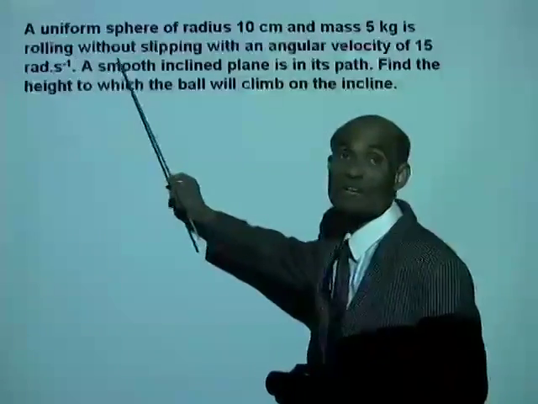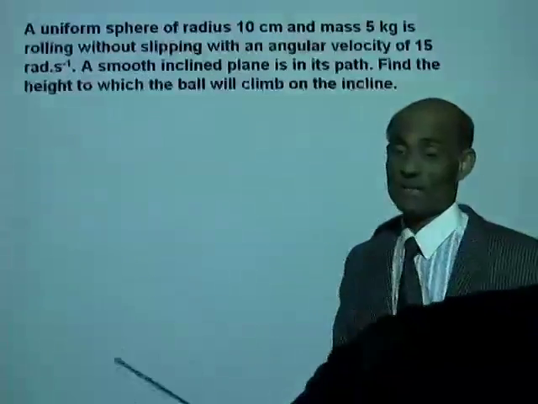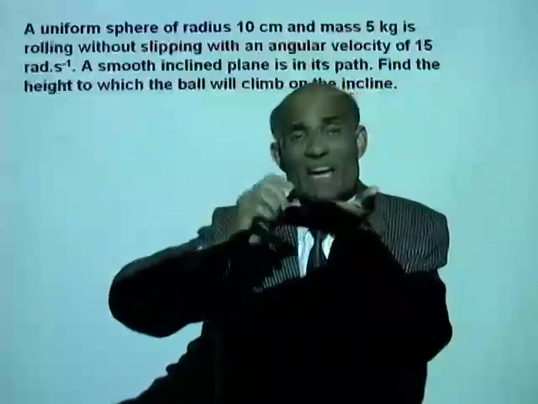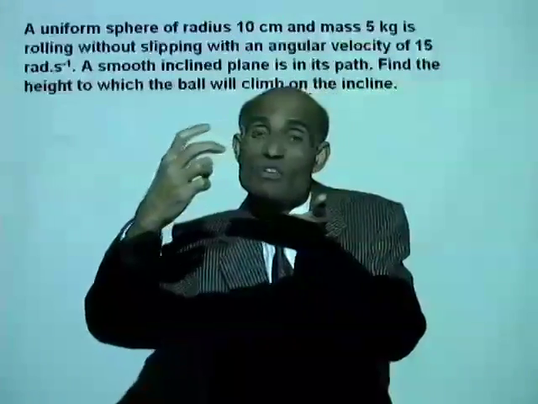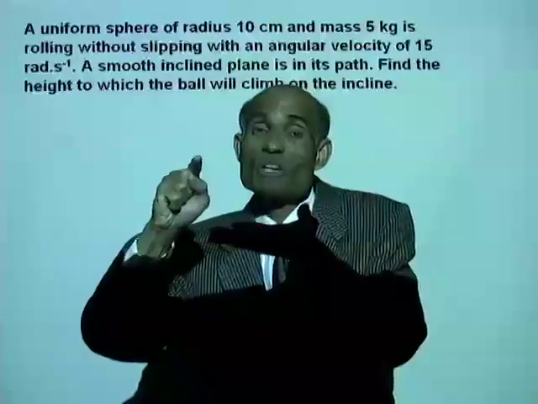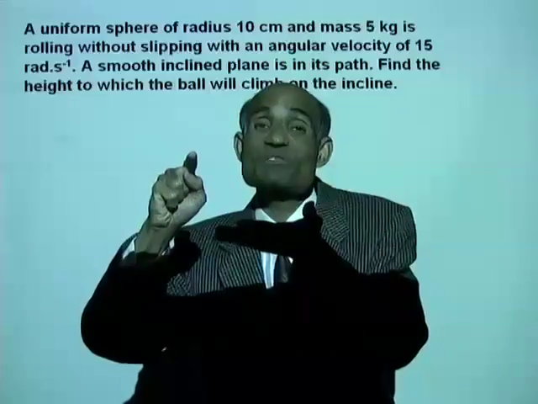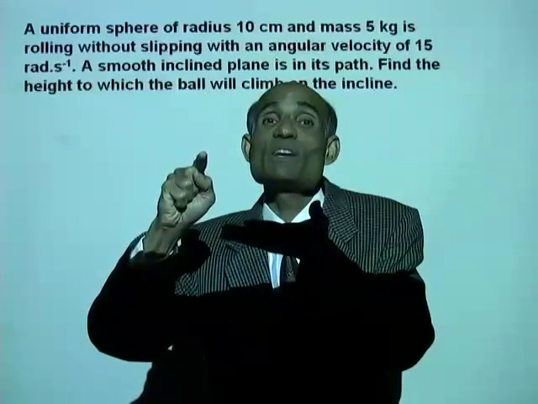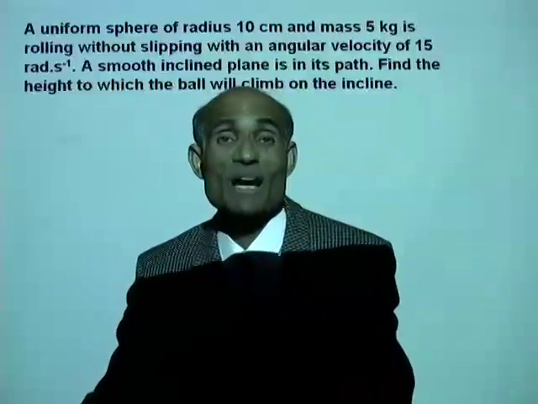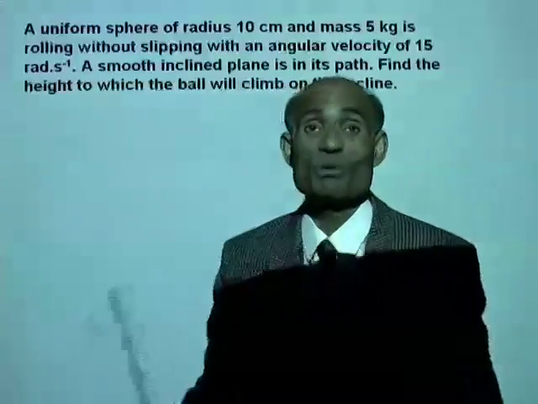...is rolling without slipping. Now, one of the things you must consider when a disk is rolling without slipping: its center of mass will be moving with a velocity v center of mass, which will be equal to r omega, r times the angular velocity. That is very important.